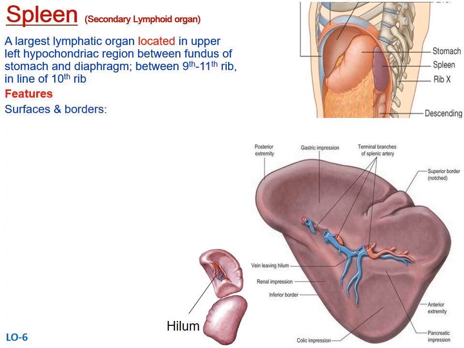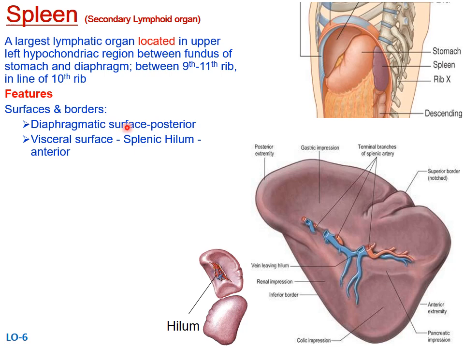Then the features of the spleen, its surfaces and borders. The diaphragmatic surface: this smooth surface is actually the posterior surface. What we are looking at here is the anterior surface. This is the lateral view and this is the diaphragm, which is touching the spleen. So the posterior surface of the spleen, touching the diaphragm, is called the diaphragmatic surface or the posterior surface.